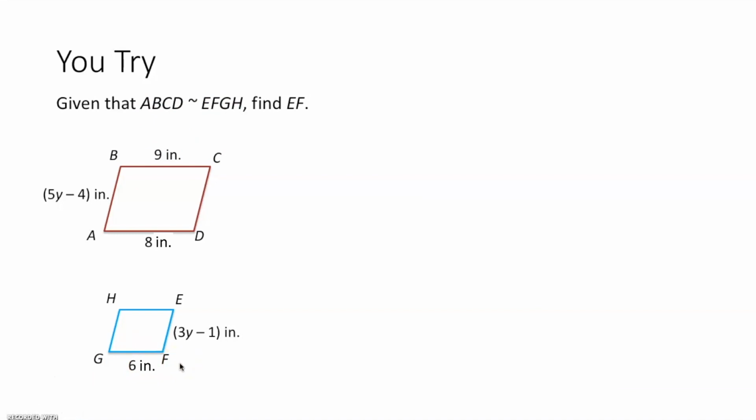Cool. So what we're going to do then is set up a proportion based on those facts. You can set it up a couple different ways. You can go AB over BC is equal to EF over GH. You can go AB over EF is equal to BC over GF. Either way, you end up getting the same answer. So we're going to set up a proportion. When I did it, I got AB over EF is equal to BC over GF. You could have done it the other way and still got the same answer.